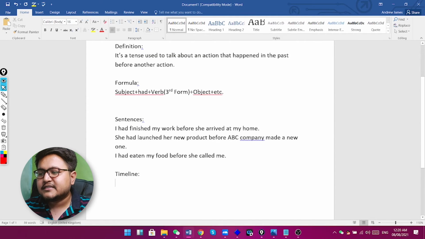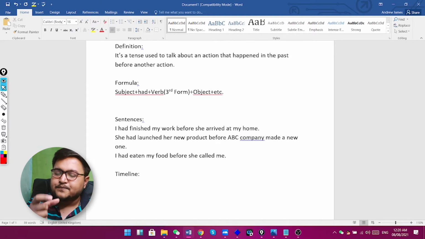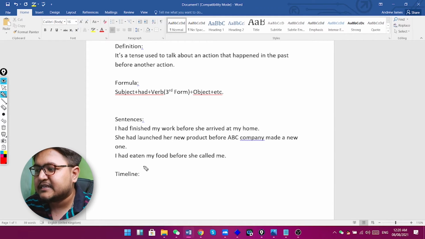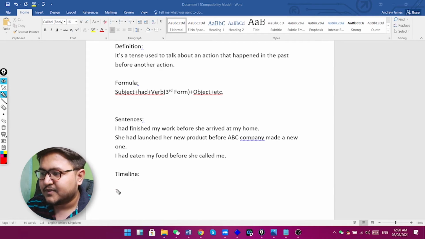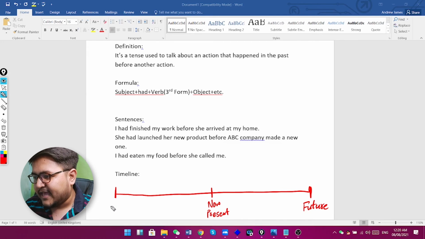Now let's try to understand that with the help of our timeline, where exactly, at which time, do we use past perfect tense. So let's try to understand with the help of our timeline. Let me try to make it a bit smaller. Okay, so let's suppose this is my timeline, and let's say this is now or present. Okay, and this is future, right? Never mind my handwriting. And this is past.